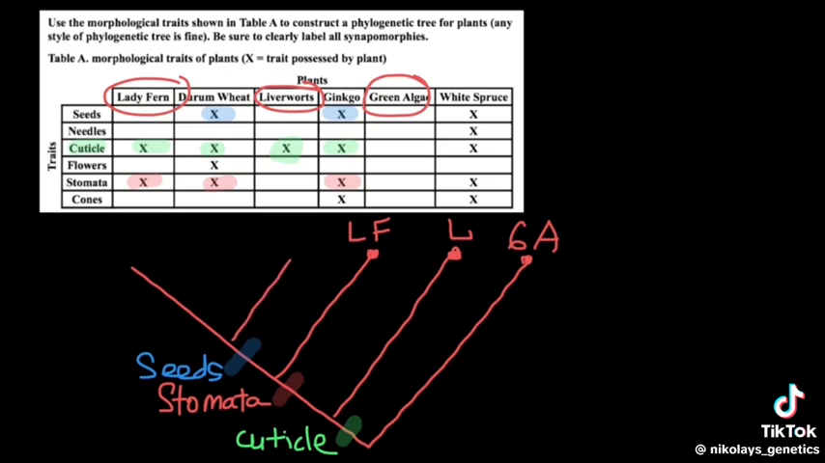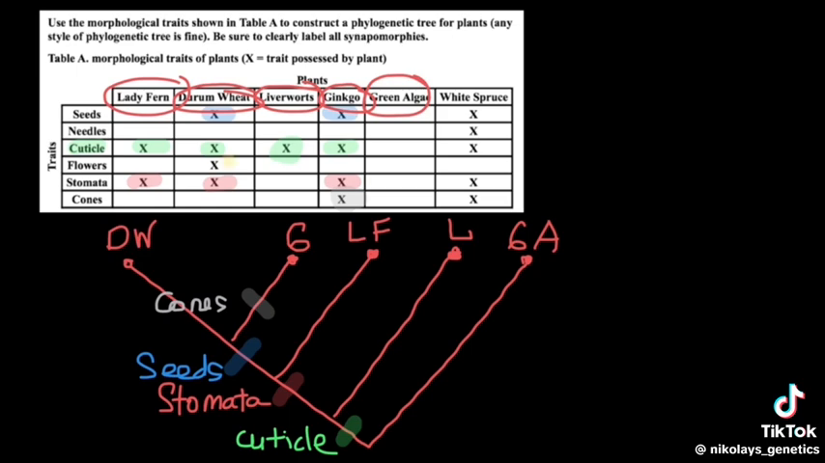Let's add another branch here, and it's going to stand for the ginkgo. Let's put G on top. We also know that ginkgo has cones, which durum wheat doesn't have, so we put cones here. Let's add the name of this trait, cones. This also means that this tip of the branch has to be durum wheat, so let's put it here. DW stands for durum wheat.